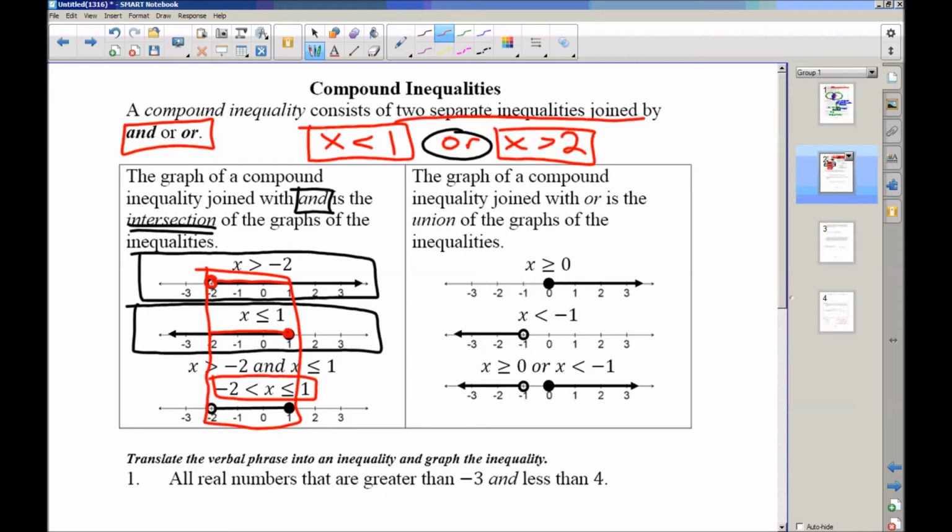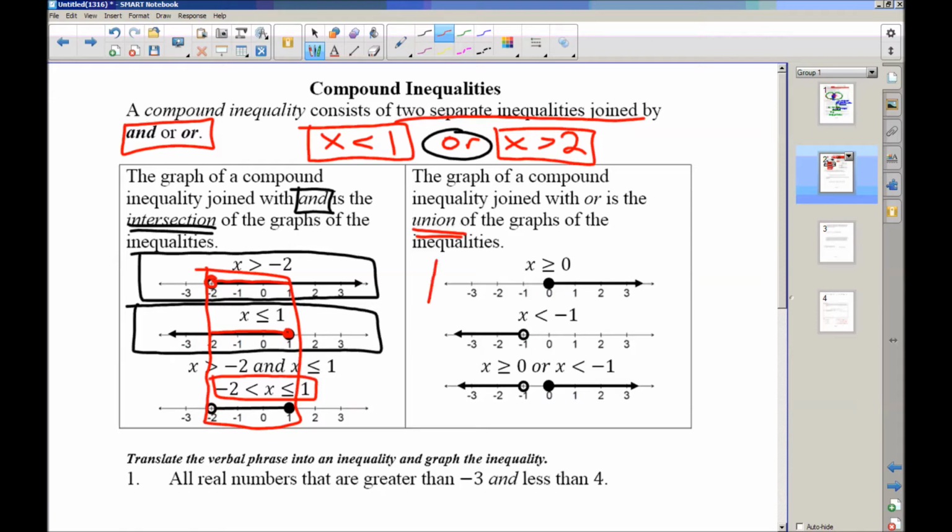All right, so let's look at an "or" one. The graph of a compound inequality with "or" is the union. That meant all of the parts, like in our Venn diagram before: anybody who only belonged to set A, or only set B, or the intersection, the A and B part. Now this is a much easier graph to make.